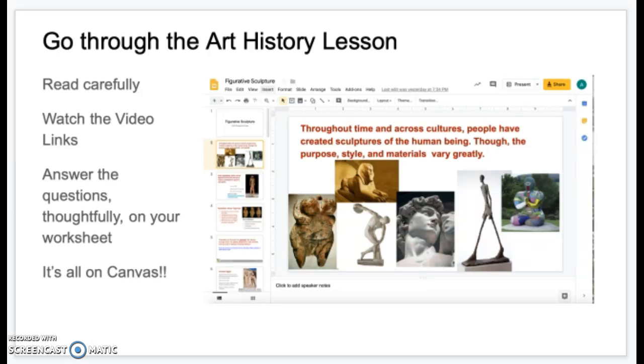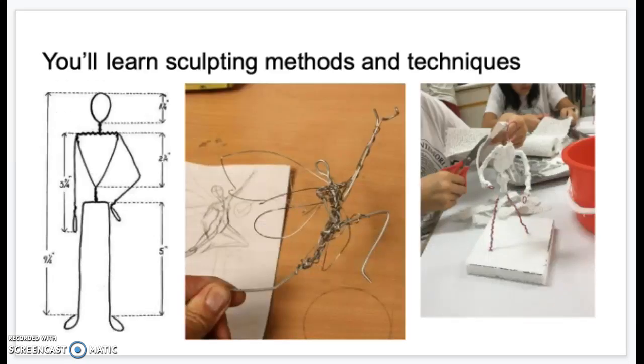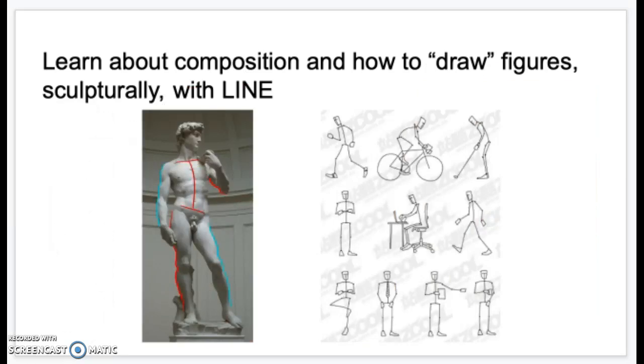So once you've got your good art history base, you will be learning some of the sculpting methods and techniques for this project. Like I said, we're going to be using wire and some aluminum foil and plaster. You'll have to think about composition. So we'll go back to some of those art history images and see how those artists arranged their composition and really started to draw their figures sculpturally with line. And you guys will actually do some drawing exercises to help with that.